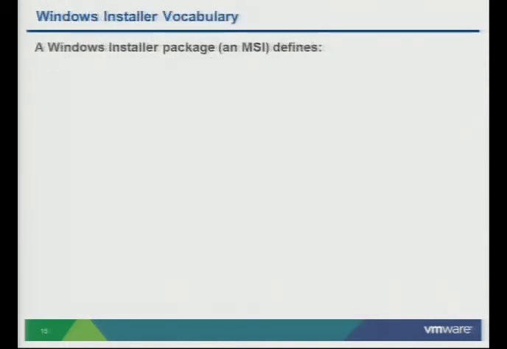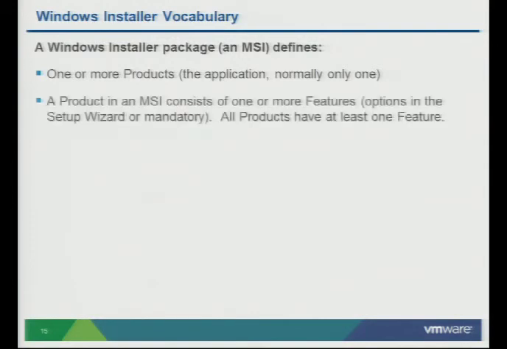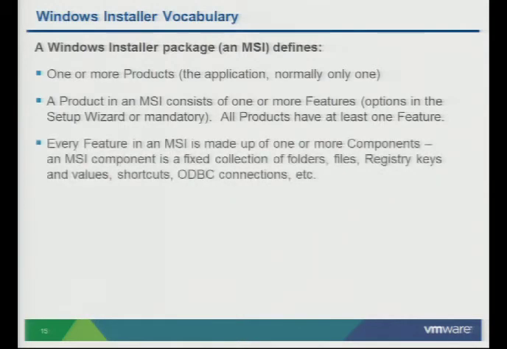So, just some MSI basics. Probably most of you already know this, but an MSI contains one or more products, most of the time only one product, which is built up with the help of features, one or more features. So when you choose a custom installation and choose different options, it is different features that you choose to install. And the feature is built from one or more components. So when you click on a certain feature, it means you will actually install a couple of components.